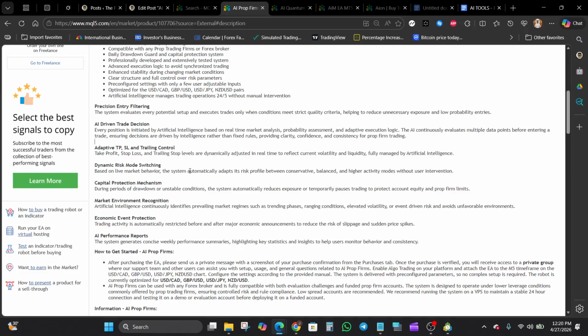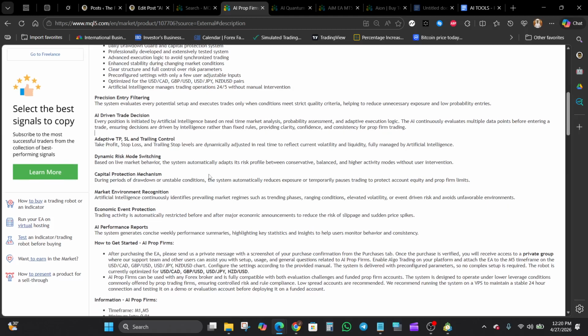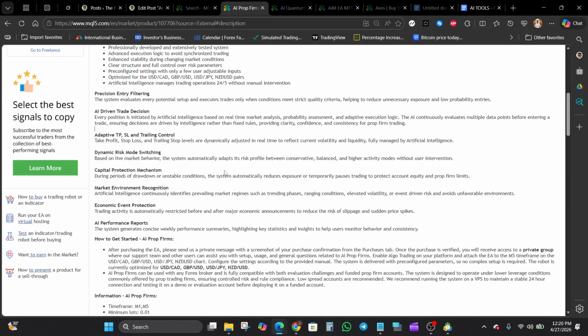One of the core components here is the daily drawdown guard. So instead of letting losses accumulate freely, the system actively monitors equity behavior and can reduce exposure or even pause trading when risk thresholds are approaching. That alone shows this is built for survival based trading logic.